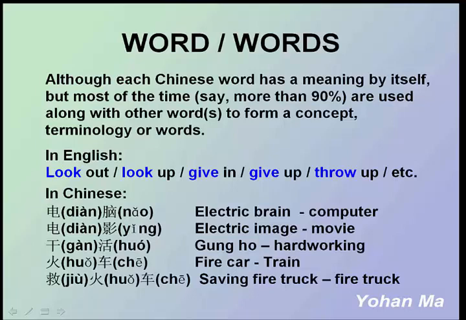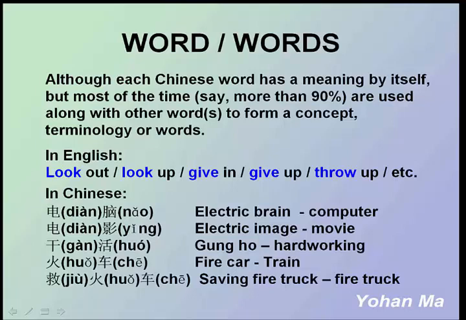For example, 电影, 电 electric, 影 image or shadow or something like that. But when 电 and 影 are together, that means electric image or movie. So we learn these words together as one single word in your mind. 电影, that's one thing. Although it's two words in Chinese, you have to understand it as one concept, movie. 电影.